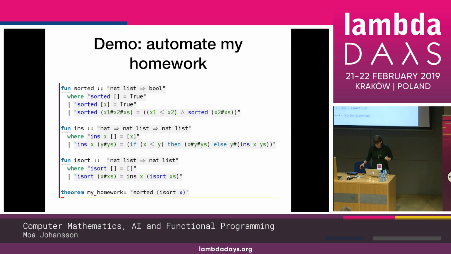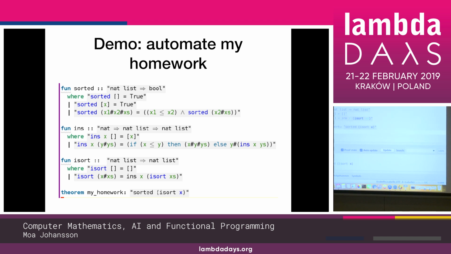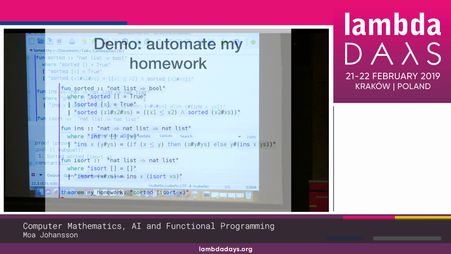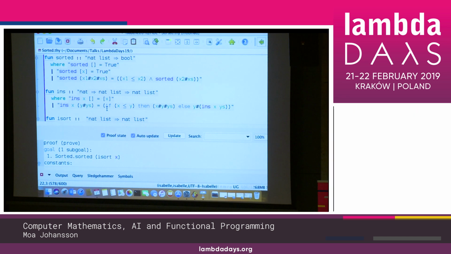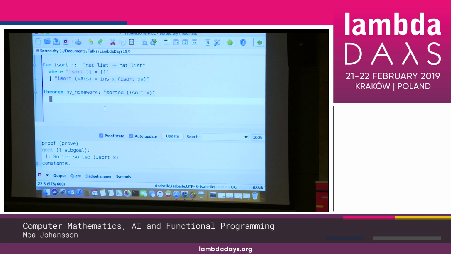Now, if you excuse me, I'm going to fiddle a little bit with my screen and bring the demo up. Here we go. I hope you can see. So here is the same program as I had up on the slide: the sorted predicate, a function insert, which inserts into a list, and the insertion sort function. Okay. Here's my homework. Now I'm going to cheat.